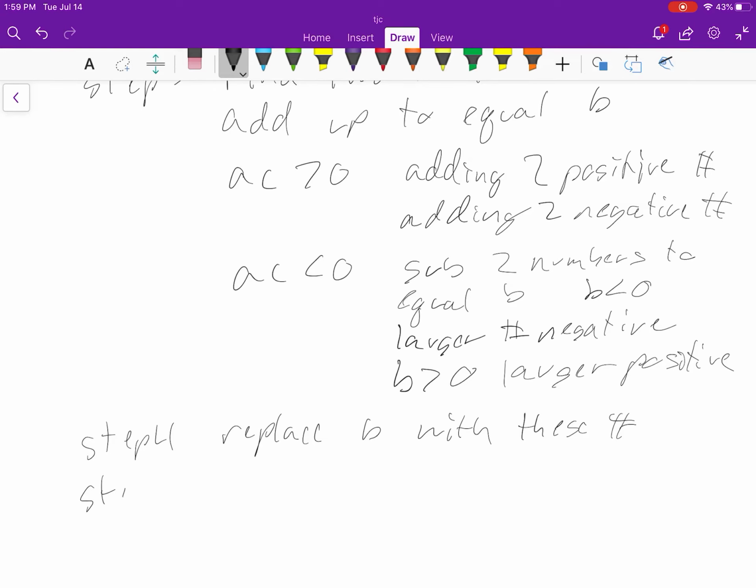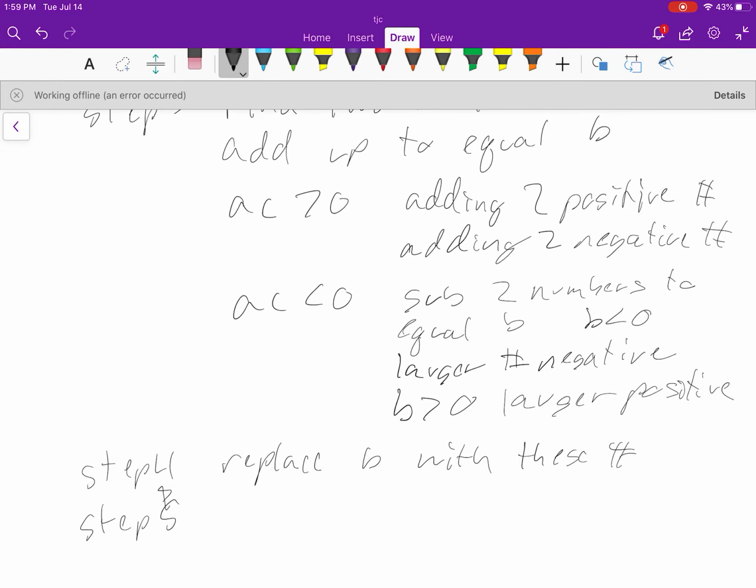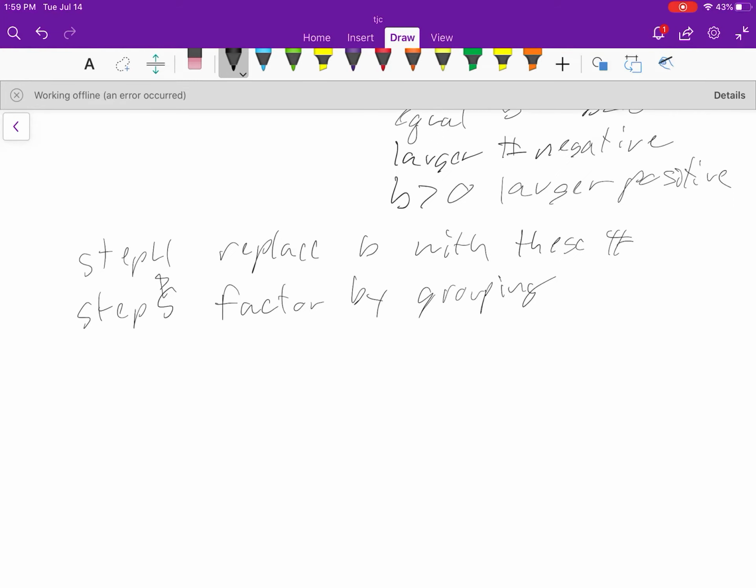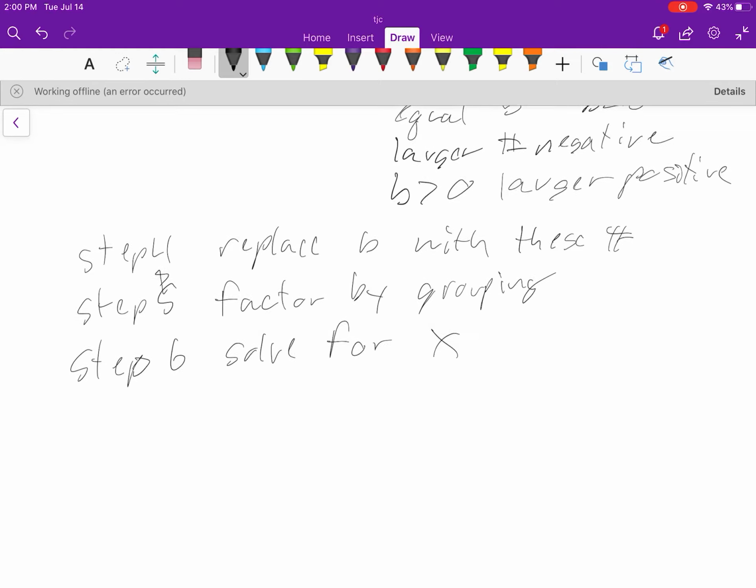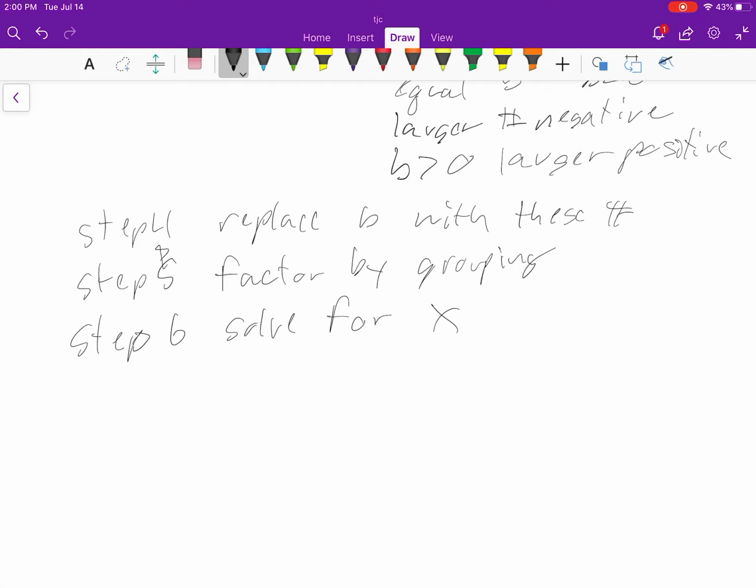And then step five is factor by grouping. And step six is solve for x. Okay, these are the 6 steps you need to solve a factoring problem.